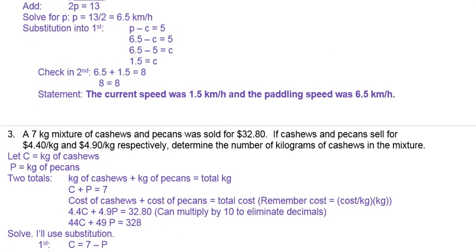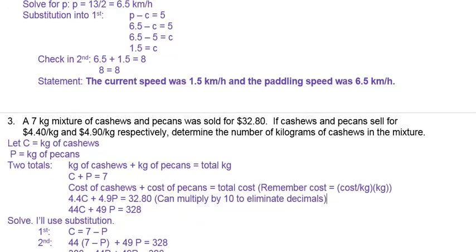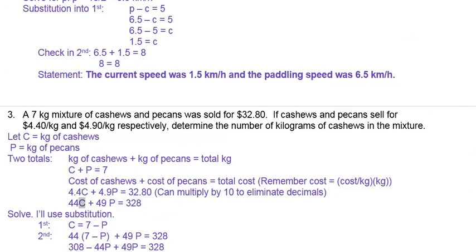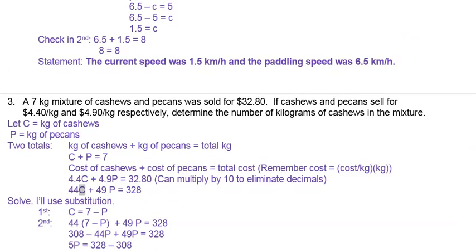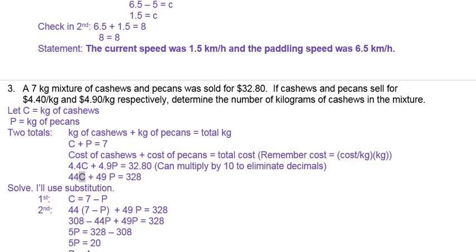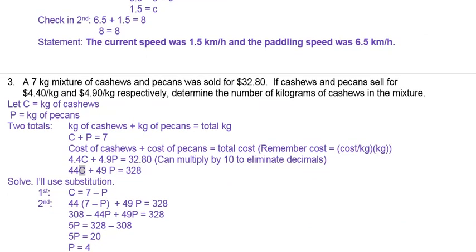So I rearrange that first equation to get C equals 7 minus P. Substitute that into the second equation, so wherever I had a C, I'm putting in 7 minus P. Get rid of those brackets. Get our like terms together. Lastly, don't forget to get your variable completely alone, so divide by the coefficient, in this case 5. So we get P equals 4. So this one did work out to a whole number, but given that it's kilograms, we could have ended up with a fraction.